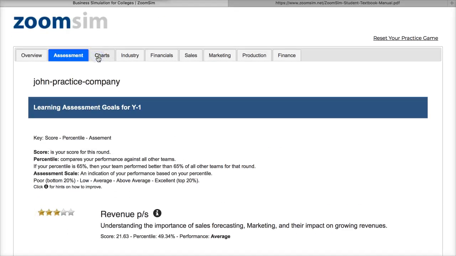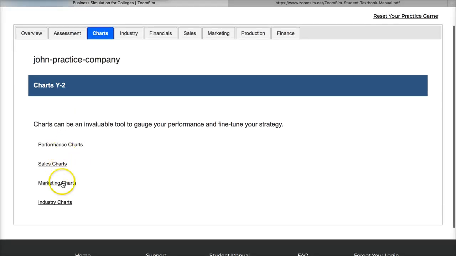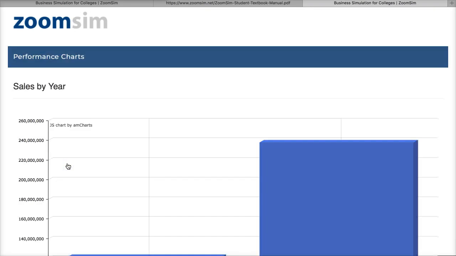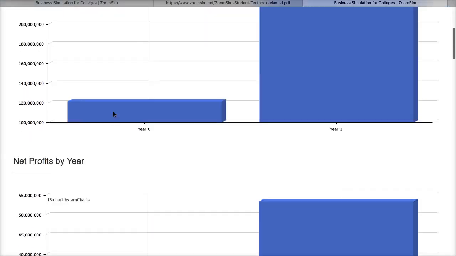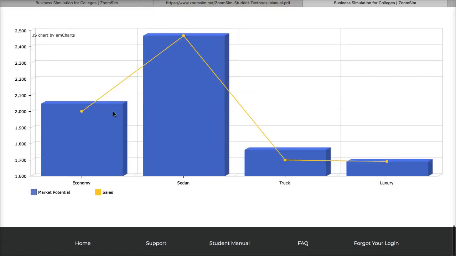Then charts. This is where you can view your performance chart, sales, marketing, industry. So say I look at the performance chart. This will show me graphically how I did. Now, the most important part of this performance chart is the very bottom, where it shows the yellow is my actual sales, the blue is potential market sales.